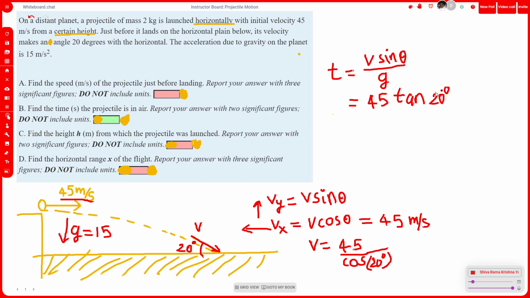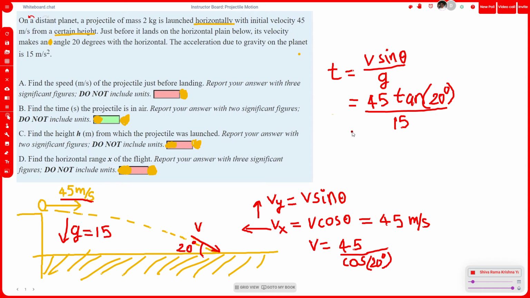Remember to keep your calculators in degrees. Time equals 45 tan 20 by g. G is 15, and here everything is in SI, so we need not convert any units. So this will be the answer for time. Now, find the height from which the projectile was launched. Report your answer with 2 significant digits.